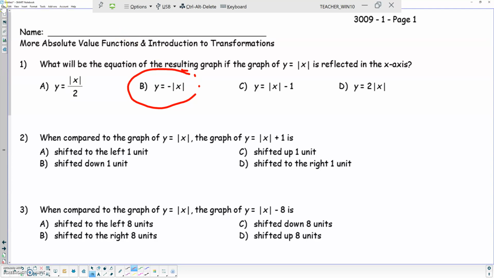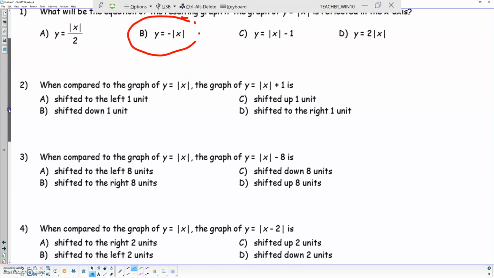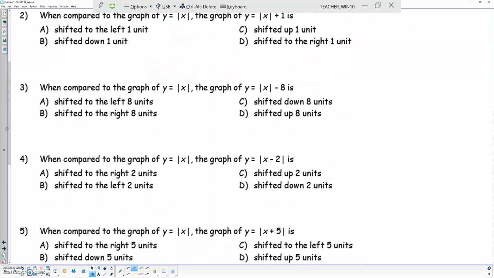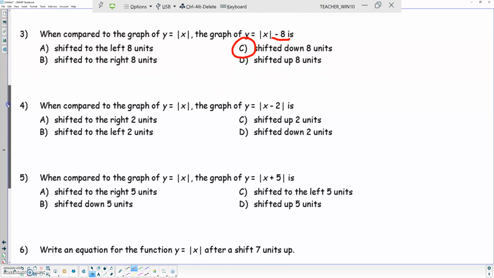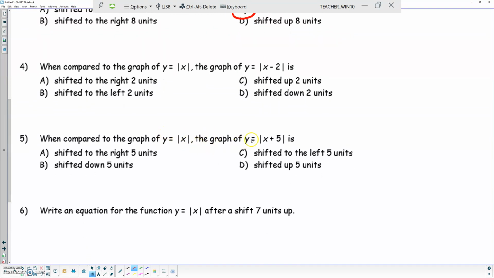All right, number 3. When compared to the graph y equals the absolute value of x, the graph y equals the absolute value of x minus 8, well, when I subtract 8 at the end of the equation, that's when we shift down 8 units. So that's going to be choice C. All right, number 5. When we compare these graphs, what happens? Well, I'm adding 5 inside the function's argument, inside of the absolute value symbols. So that's going to be shifting to the left 5 units. So that's choice C.